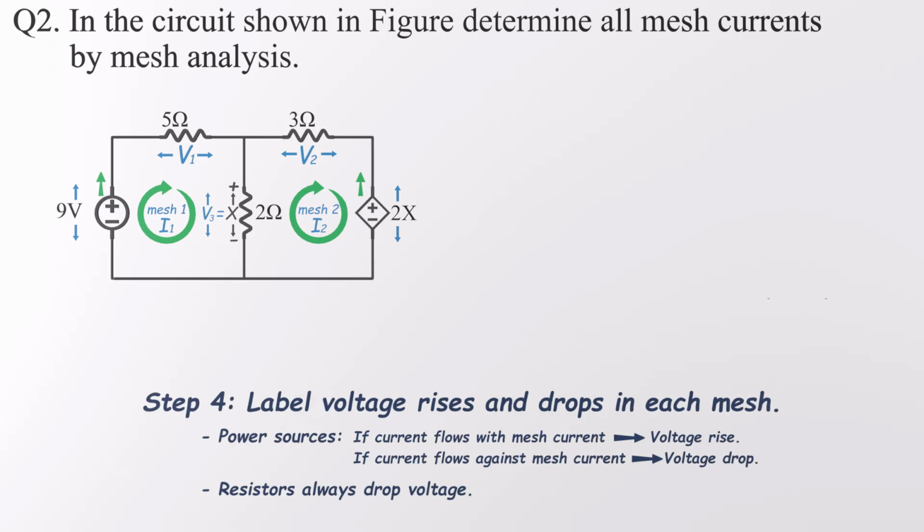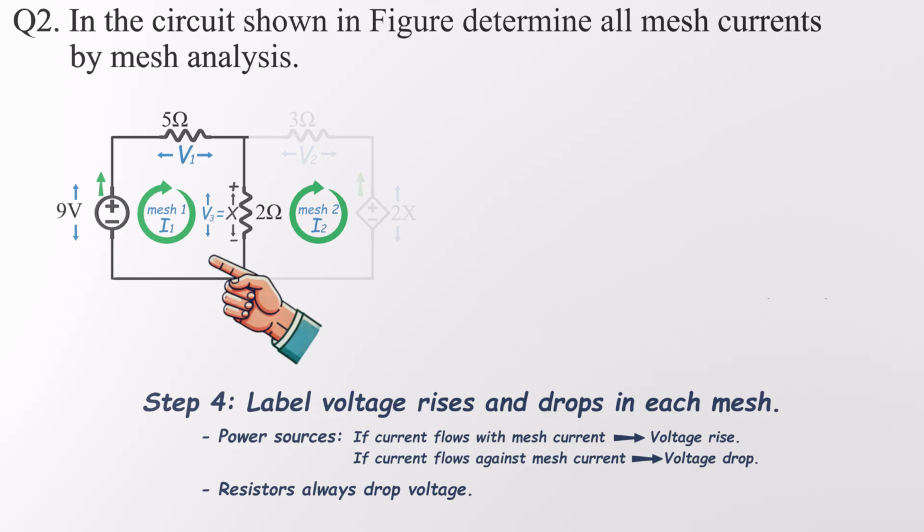Now let's identify the voltage rises and drops based on our mesh current directions. For power sources, here's the rule. If the current flows with the mesh current, it's a voltage rise. If it flows against it, it's a voltage drop. Resistors, on the other hand, are always voltage drops, no exceptions. Starting with mesh 1, the current through the voltage source flows in the same direction as the assigned mesh current, so that's a voltage rise. The resistors, as always, cause voltage drops.